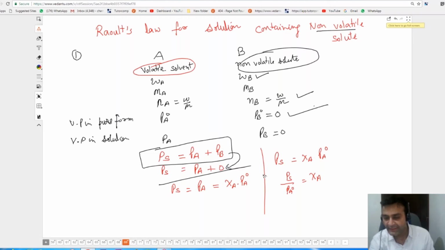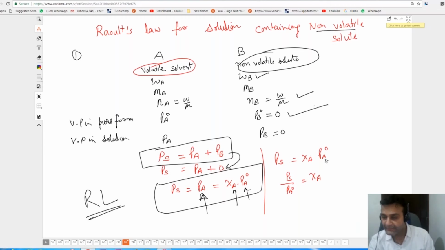So this is the definition of Raoult's law. That is, the vapor pressure of a volatile component is equal to the product of its mole fraction and its pressure in the pure form. Is that clear? So I can now correlate here: Ps is equal to mole fraction of A into Pa naught. The next step is just a mathematical operation, dividing, nothing else.